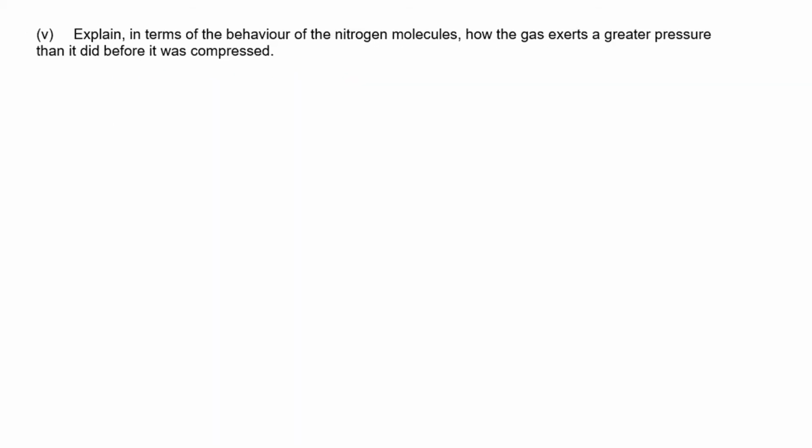Okay, so explain in terms of the behavior of nitrogen molecules how gas exerts a greater pressure than it did before it was compressed. So first, I'm going to use the kinetic theory model to explain this. And these are the stages you go through with the derivation of the kinetic model to get an expression for the pressure in terms of the velocity in one direction. We haven't used the mean square speed yet.